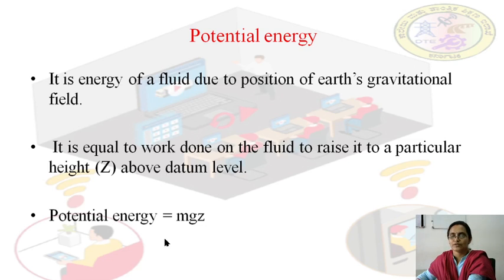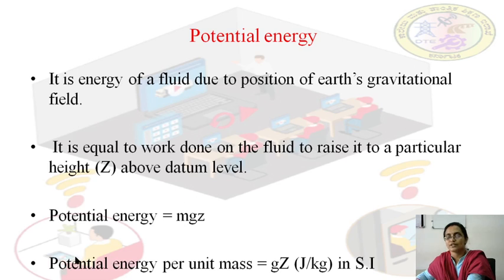Potential energy can also be written as m g z. Z is the height, m is the mass, g is the acceleration due to gravity. Then potential energy per unit mass can be given as g z, since we can cancel m when it comes per unit mass. It is measured in joule per kilogram in SI. So, what is potential energy? Energy possessed by the fluid due to presence of the Earth's gravitational field, or the work done to raise it to a particular height above the datum level.